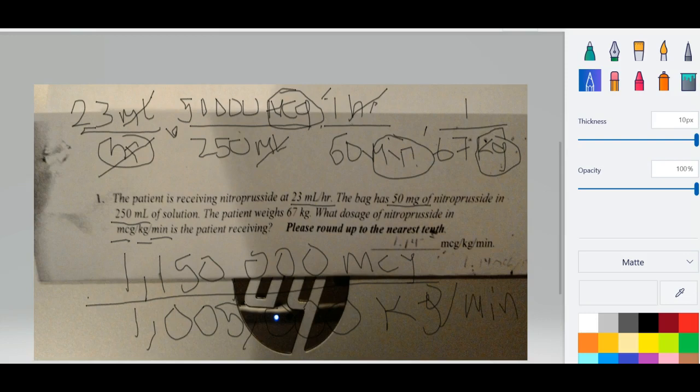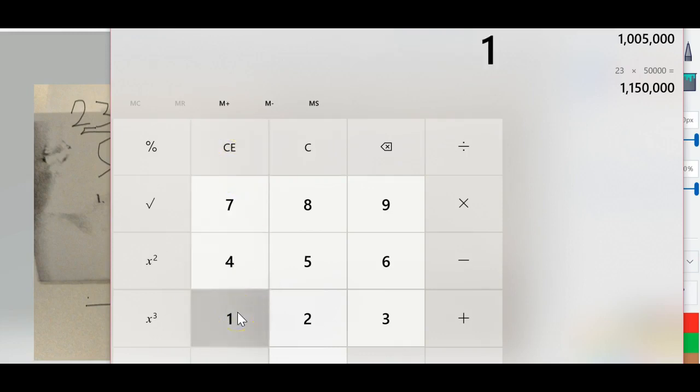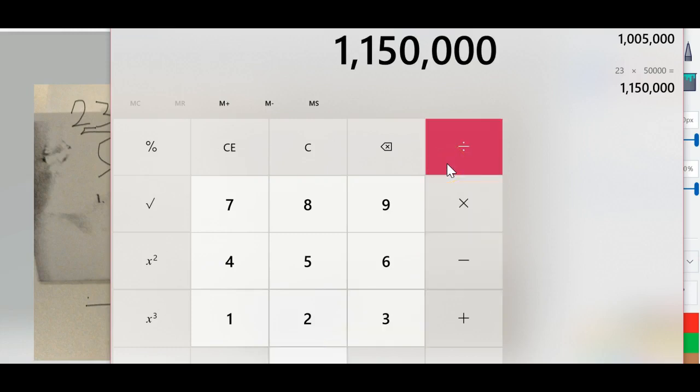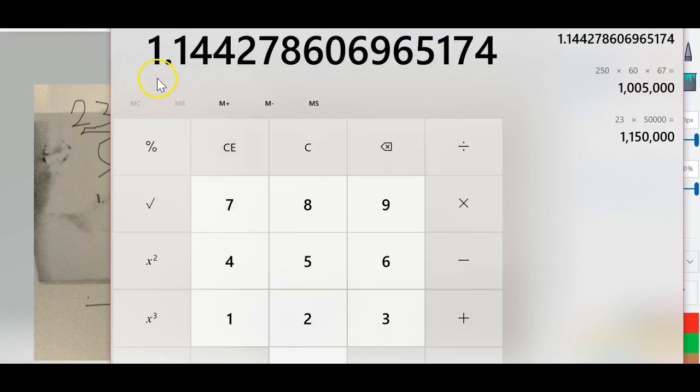All right. So if we take 1,150,000 and divide it by 1,005,000, we'll get 1.144278606965174. Or we're going to go to the tenths, which is right here, and look at the number next to it in the hundredths column, and ask, is it 5 or more? If it is, we round up. If it's 4 or less, we just leave it the same. So it'll be 1.1.